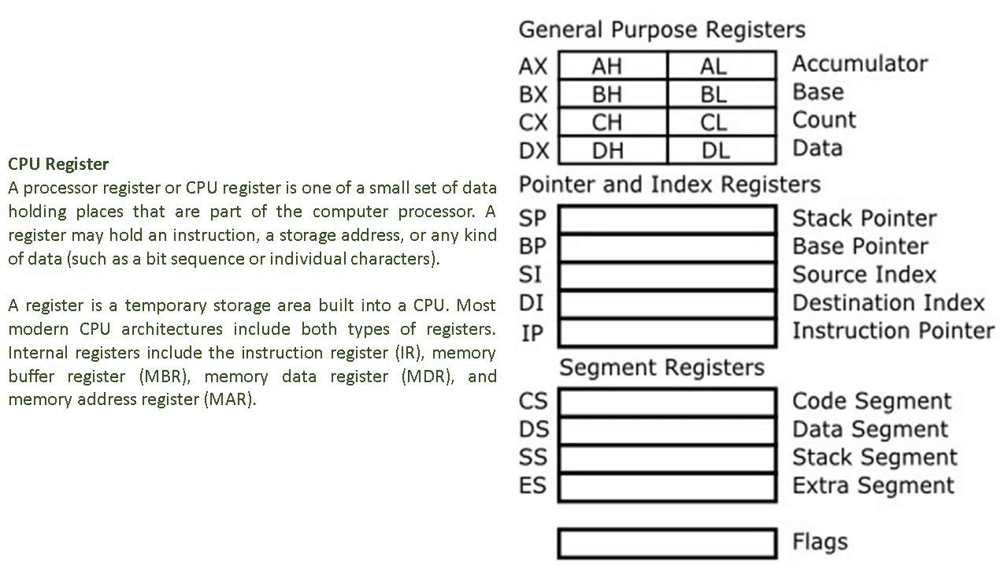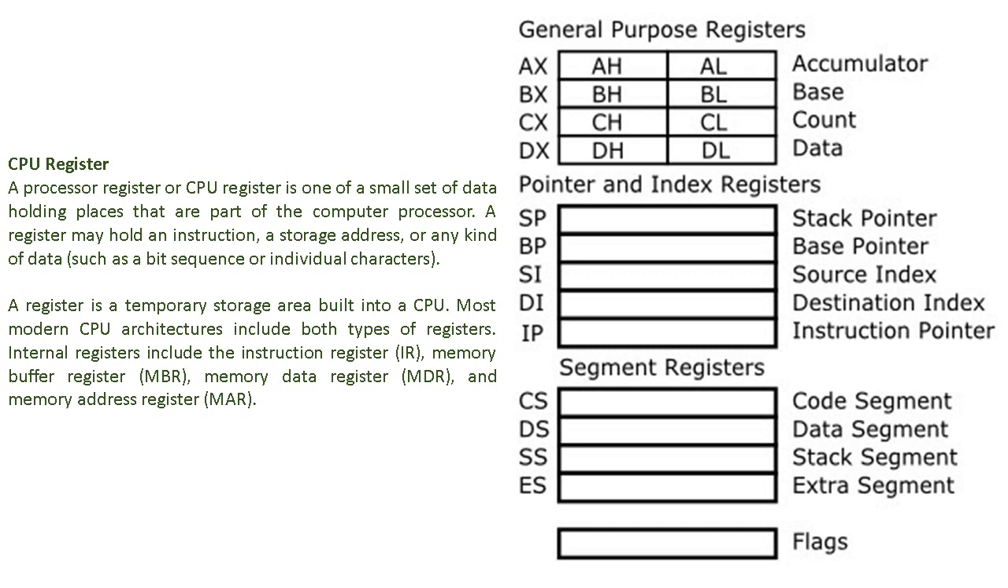The CPU chip consists of different kinds of registers. So we have to learn what a register is. A processor register or CPU register is one of a small set of data holding places that are part of the computer processor. A register may hold an instruction, storage address or any kind of data such as a bit sequence or individual characters. A register is a temporary storage area built into a CPU.